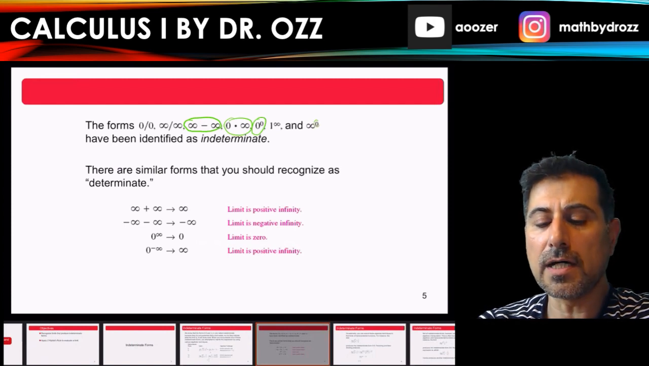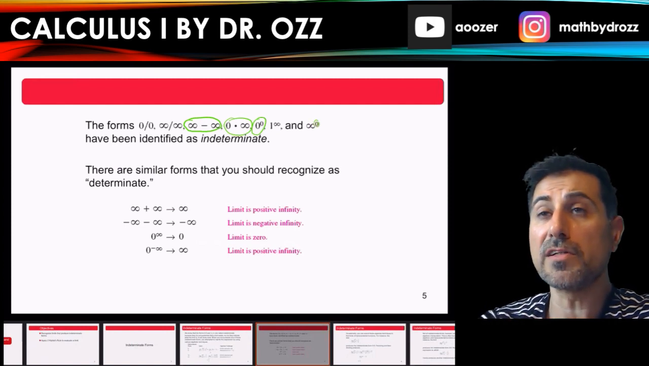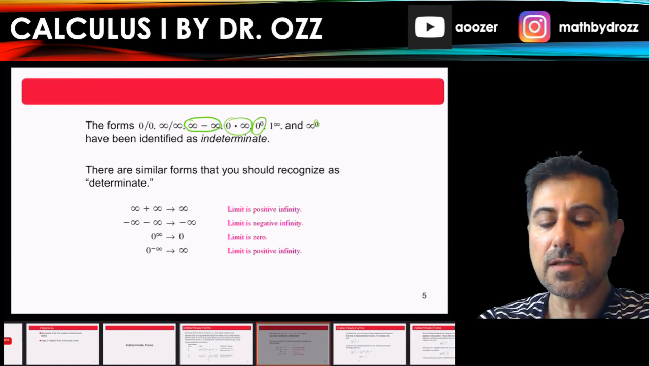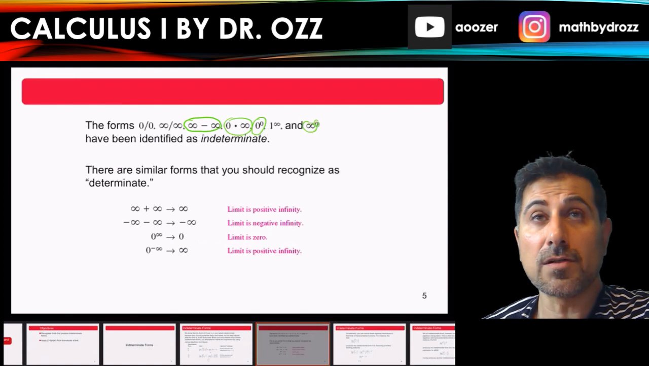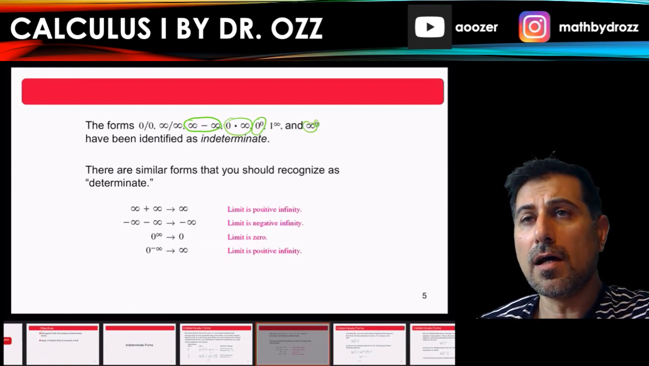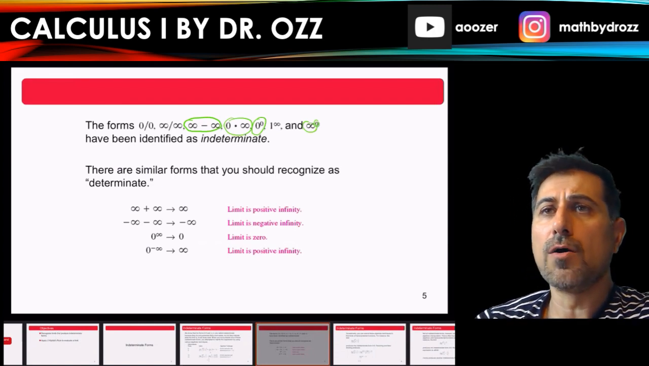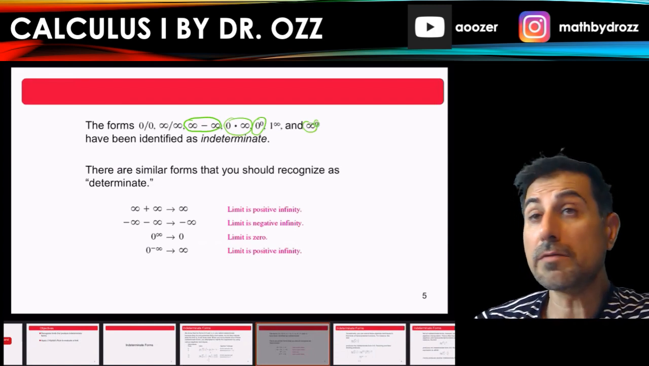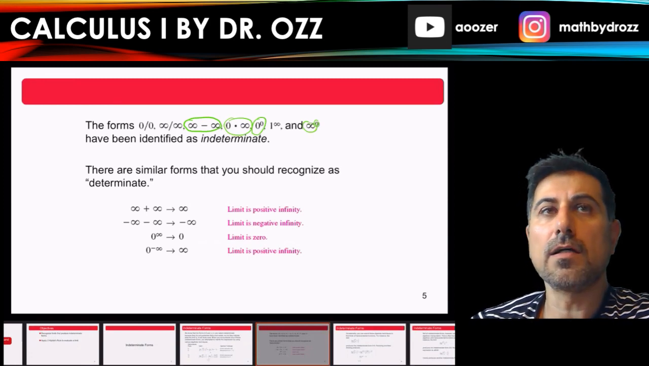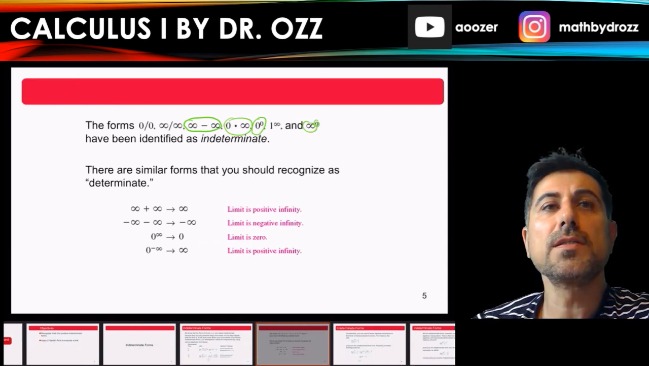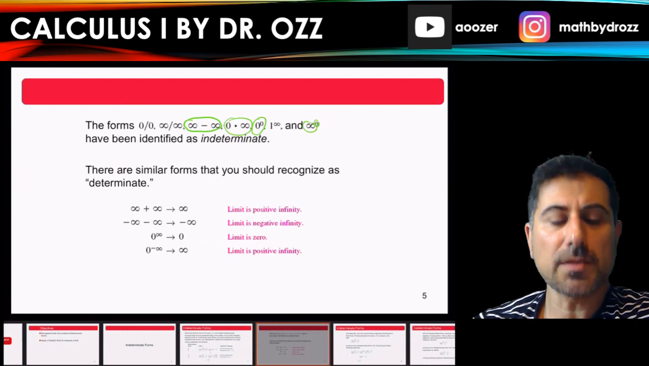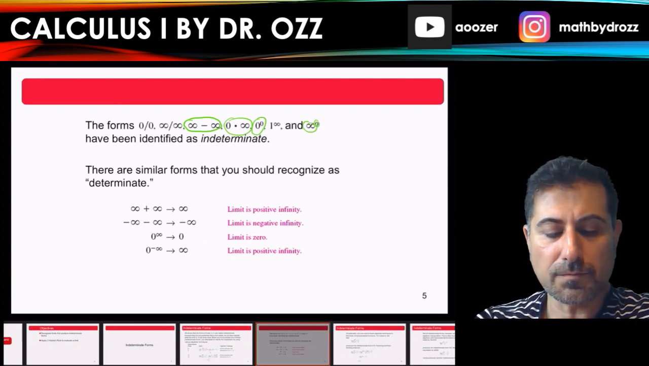This 0 is not the number 0, but it's something very close to 0. This infinity is not a number, but it's something big, but we don't know how big it is. So when you take the power of that, and the power is very close to 0, you don't know the actual behavior or where it converges to. You don't even know if it converges to something.